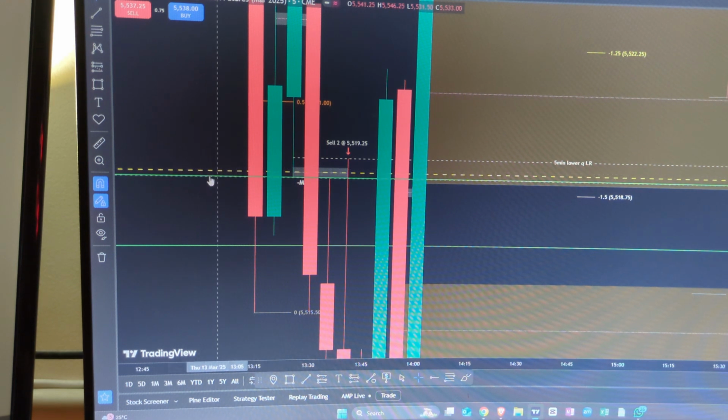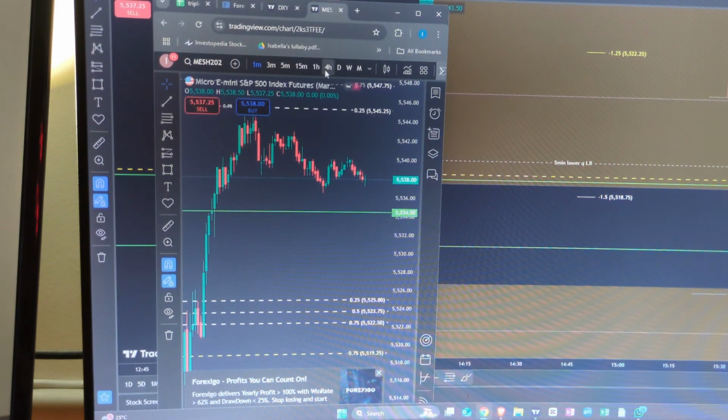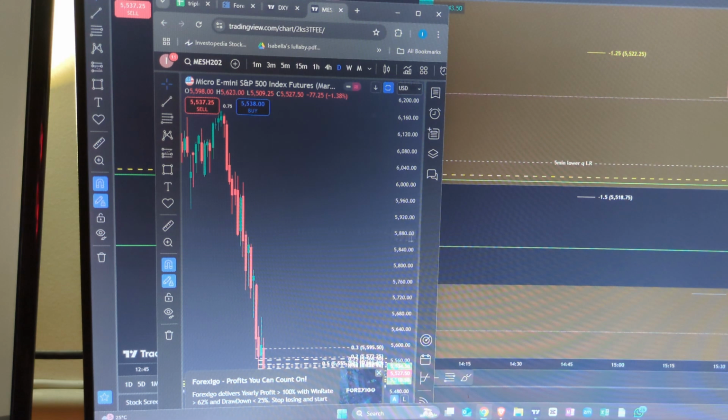And where are we at? We must understand, we are trading based on the daily chart. Where are we at? On the daily chart, we are at this spot right here.